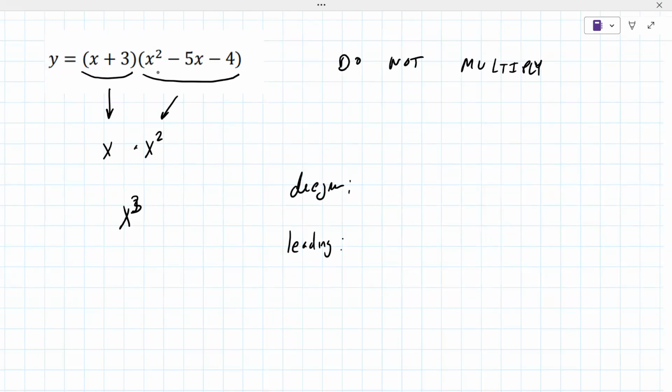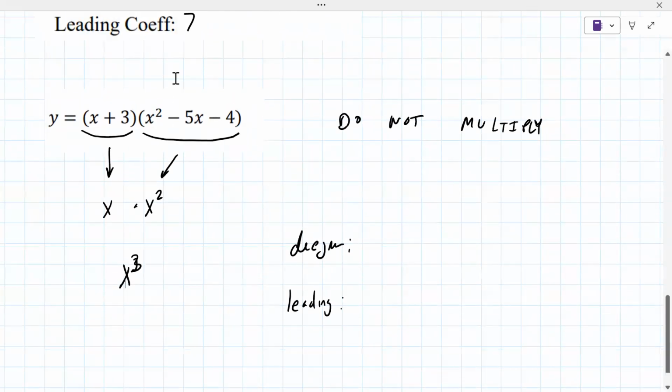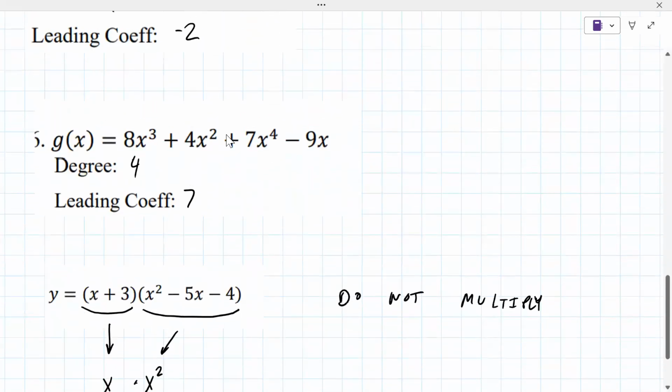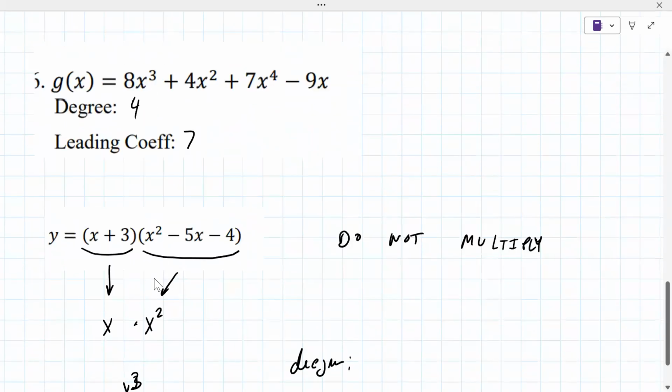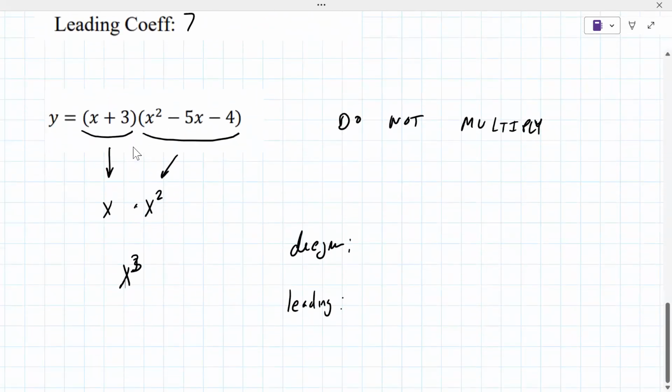So would the degree be 2 then? The degree is the highest exponent after you've done this manipulation. Notice this isn't in standard form, it's in factored form. When it's in standard form, you just look for the highest one. But when it's in this product form, you have to do this manipulation to get the highest degree exponent. So it'd be 3.